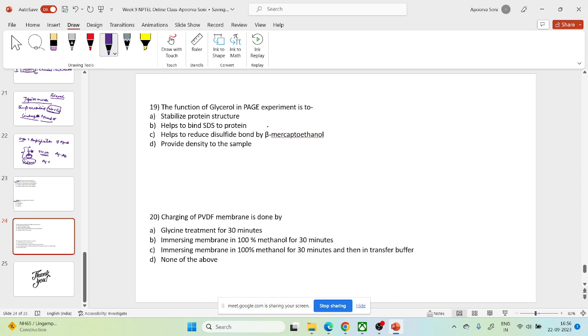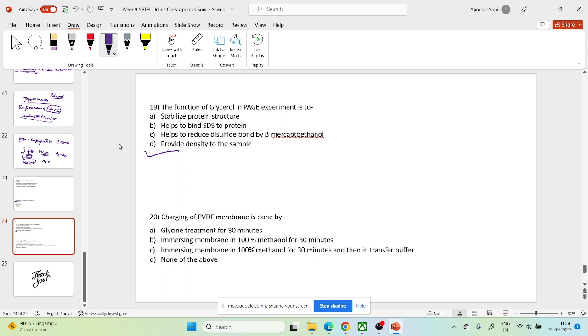The function of glycerol in PAGE experiment is to provide density to the sample. Option D. Yes, option D, density. So when your sample becomes denser, it is able to go into the well and is not popping out of the well. Otherwise, if you don't add loading dye which has glycerol in it, your sample will not remain in the well.